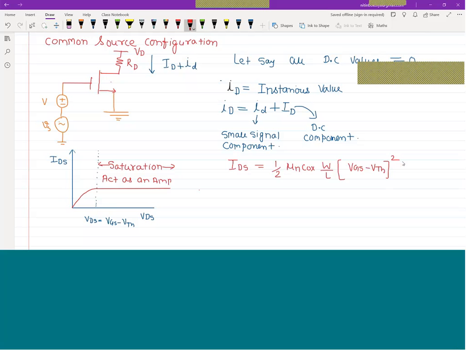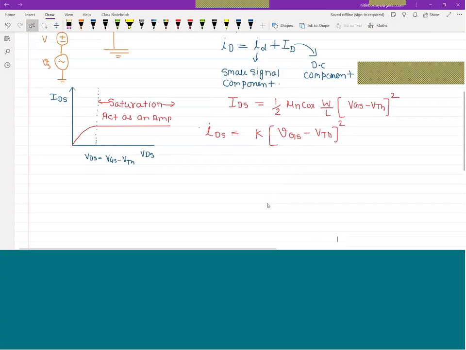So how to do this? I can say IDS is equivalent to, let's say this is K, some device parameters, I am taking this as K, into (VGS minus VTH) whole square. But this relationship is a non-linear relationship. We want to bring it into the linear region.